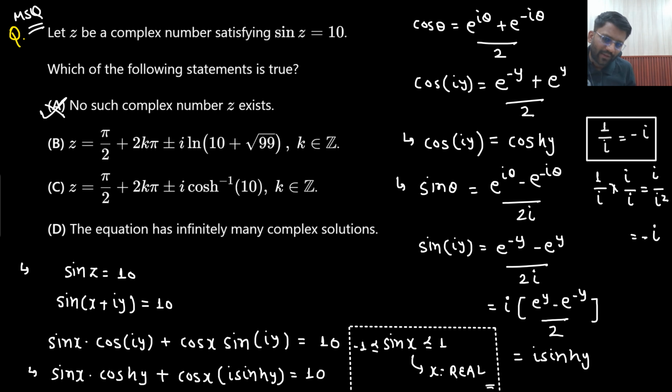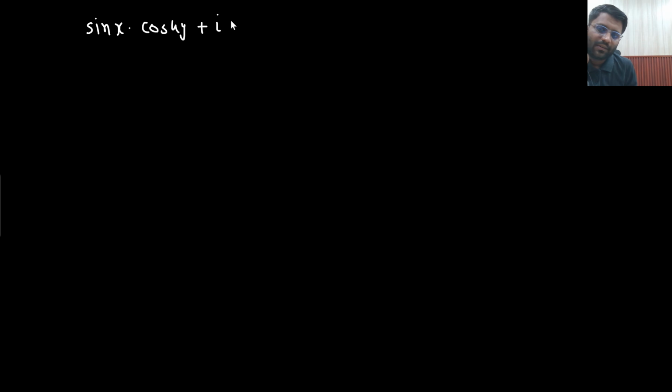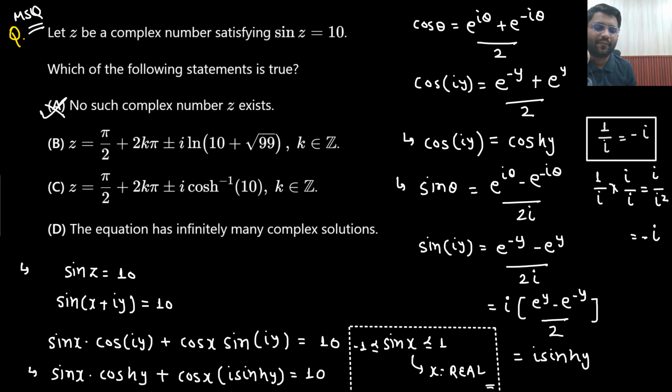Equals 10. Okay. So what equation are we getting? This is a very interesting question. Just look at it very carefully. Sin x cos hyperbolic y plus iota cos x sin hyperbolic y equals 10.